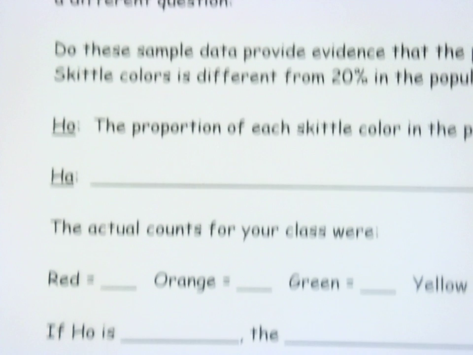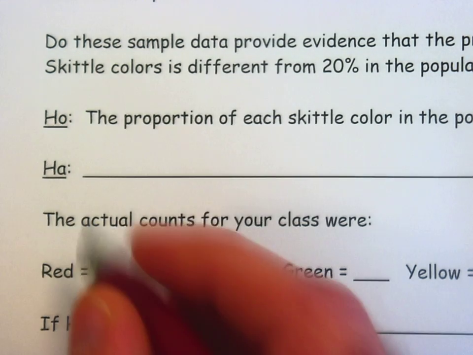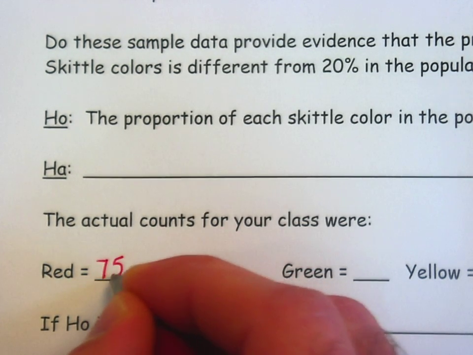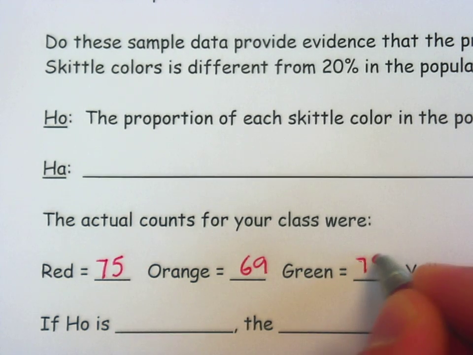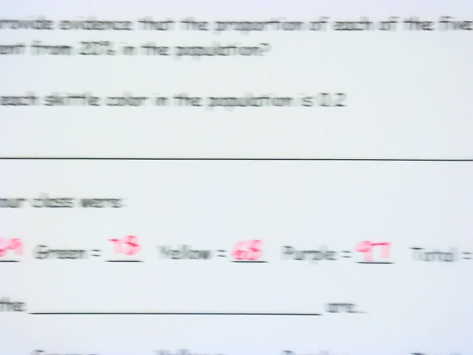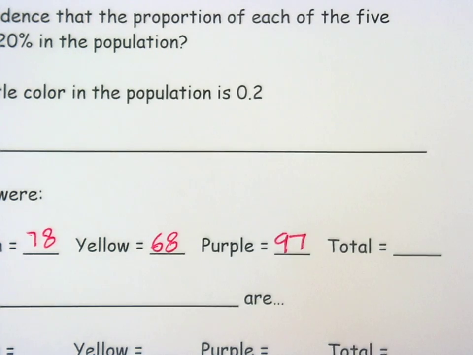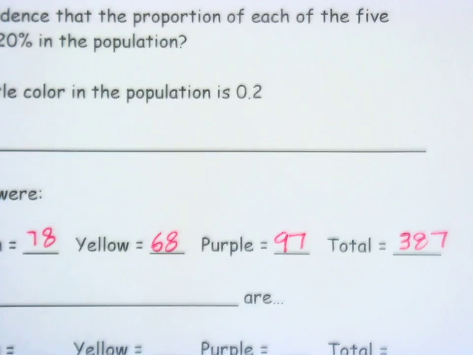One of the things we need to do is write down our actual counts for the different colors that we had a few weeks ago. If I wrote it down correctly, we had 75 red Skittles, 69 orange, 78 green Skittles, 68 yellow, 97 purple Skittles, and the total number of Skittles was 387. So there's our sample data.